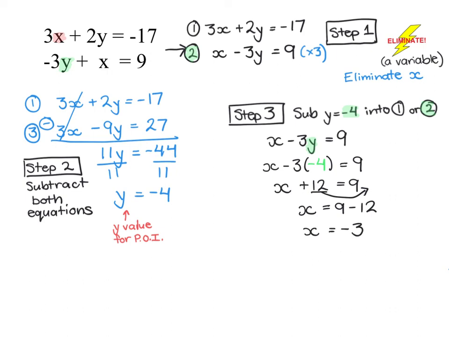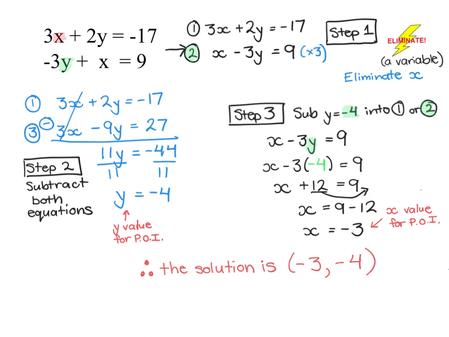So now we have our x value for the point of intersection, so we can proceed with writing the final answer. So therefore, the solution is, bracket, the x value first, which is negative 3, comma, and then the y value, which is negative 4. So now we close the bracket, and this right here is our final answer.